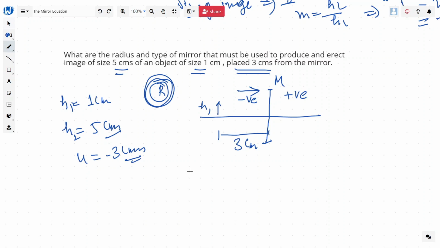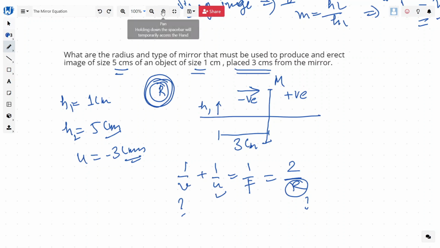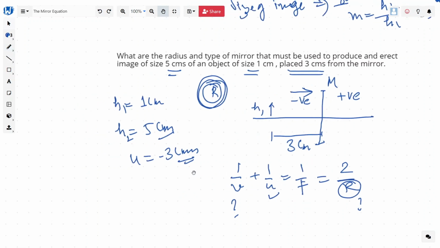Now let's write down our formula: 1 by v plus 1 by u is equal to 1 by f, and this is also equal to 2 by r. We do not know r. We know u and we do not know v, so it's difficult to solve. Somehow we have to find a relationship between v and u, and then we'll be able to solve the problem. Now the extra information provided is about the heights.